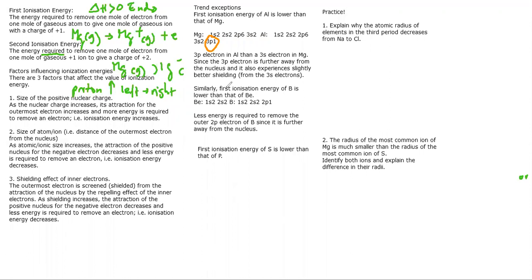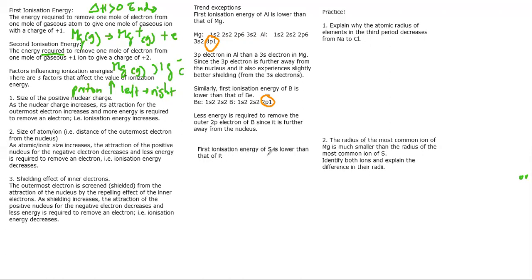How about this? If we compare boron and beryllium, beryllium has a 1s2 2s2 configuration. Boron has 1s2 2s2 2p1. Again, you have a 2p electron. This one electron in the 2p orbital is less attracted to the nucleus, meaning the energy needed to remove this electron is smaller than the energy needed to remove these 2 electrons, which are tightly bonded to the nucleus.